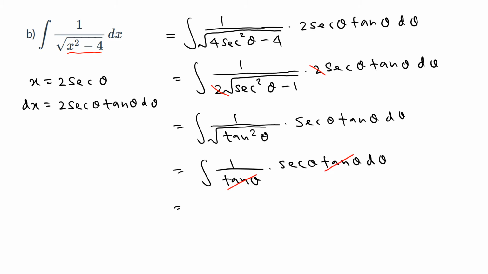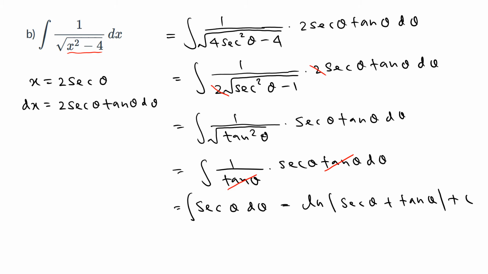So you simply get the integral of secant theta d theta. The integral of secant theta is one of the formulas that we need to remember. It is the natural log of secant theta plus tan theta, plus c. That's what you get. So under the new variable we are done, but we still need to find the secant and tan using the triangle. So let's do that now.